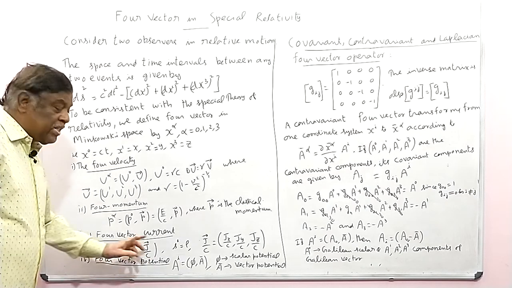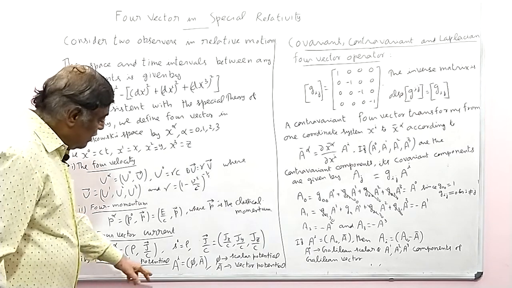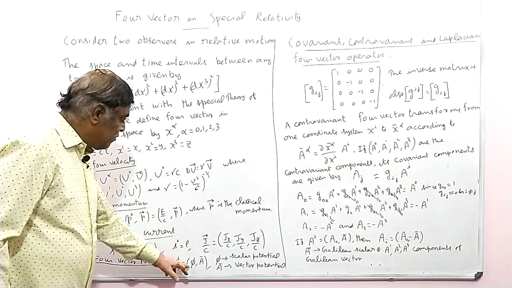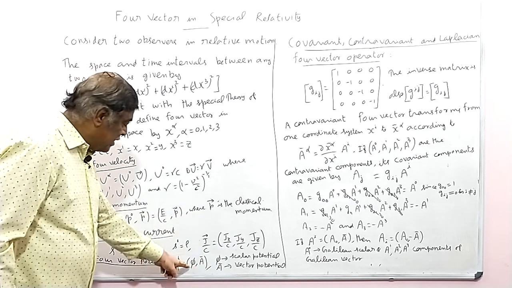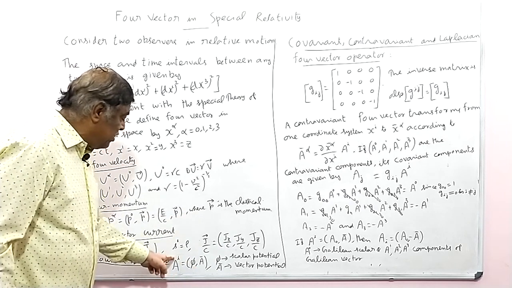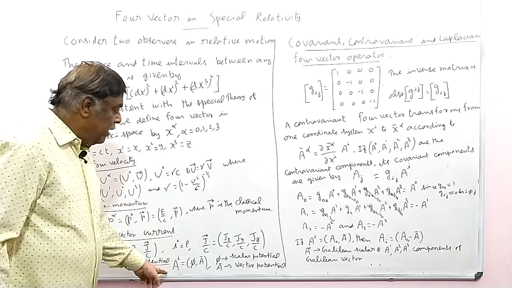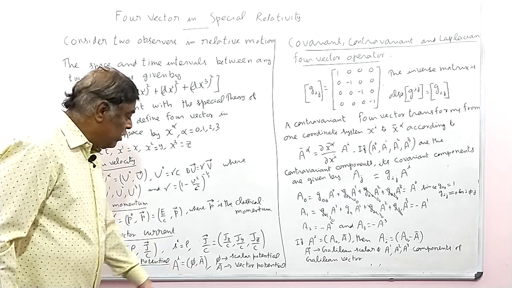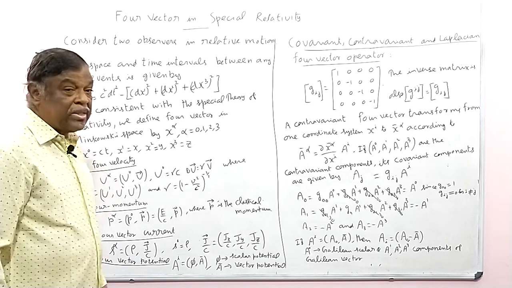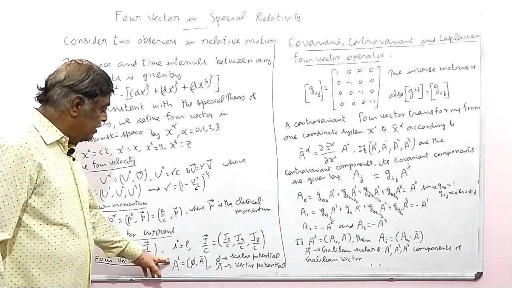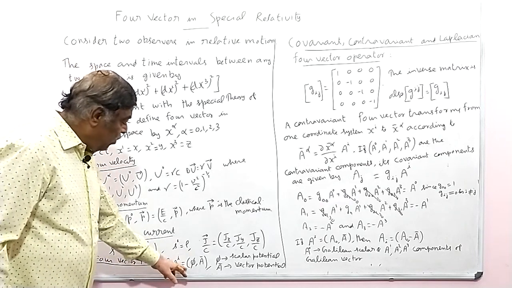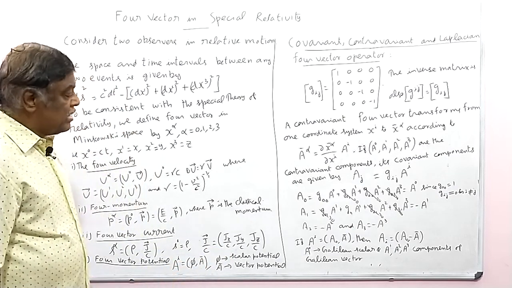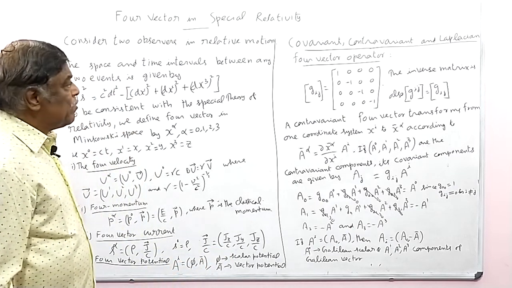The four vector potential is A superscript alpha, represented by four components. The first one is a scalar potential phi, which is A0 is phi. The remaining A1, A2, A3 form a vector A. A1 is the x component, A2 is the y component, A3 is the z component. So phi comma A, where phi is the scalar potential, and this is called the vector potential.